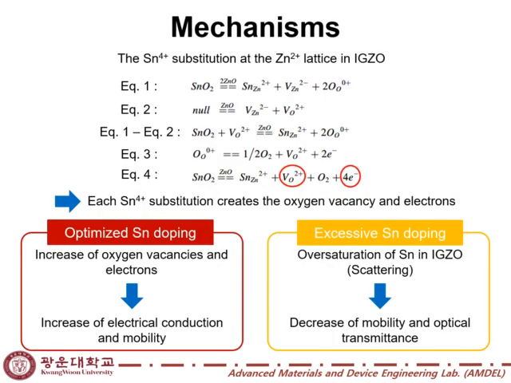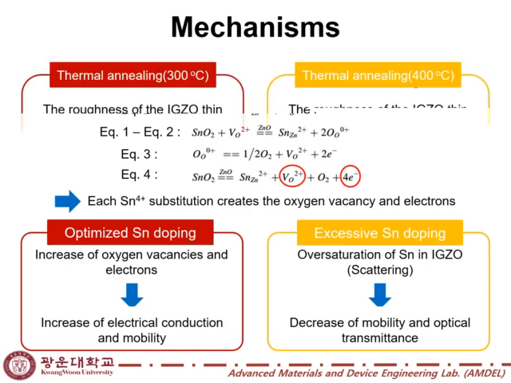Next, I will present the mechanism. The following equations show that oxygen vacancies and electrons are formed as tin replaces the zinc lattice in IGGO. When tin is properly doped, the oxygen vacancy and electrons increase, improving electrical conductivity and mobility. If tin is excessively doped, tin is oversaturated in IGGO, resulting in lower mobility and optical transmission.